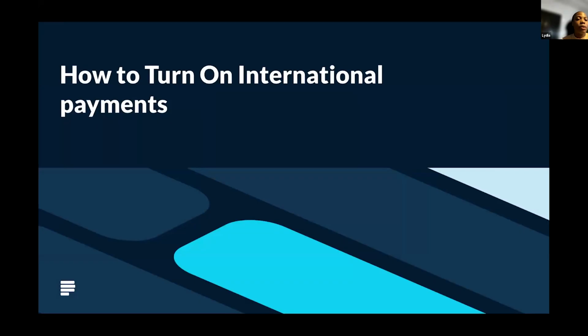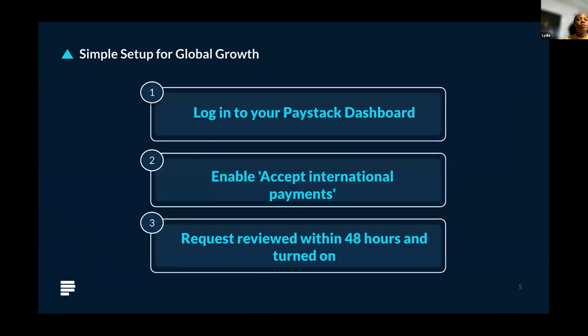I'll be showing a quick slide deck of how you can do it, and then run through a live demo, like I said earlier. So, a simple setup for global growth. When you log into your Paystack dashboard, you go to settings, then preferences, and click enable accept international payments. Sometimes, depending on the structure of your dashboard, it might say request international payments, because on our back end we've already enabled it and it's just for you to tick enable, and sometimes you have to request it. If you have to request it, it's reviewed within 48 hours and then we turn it on for you.